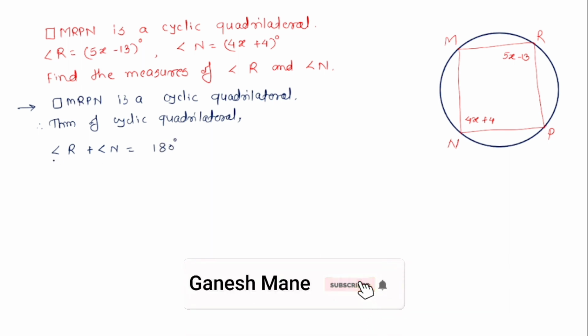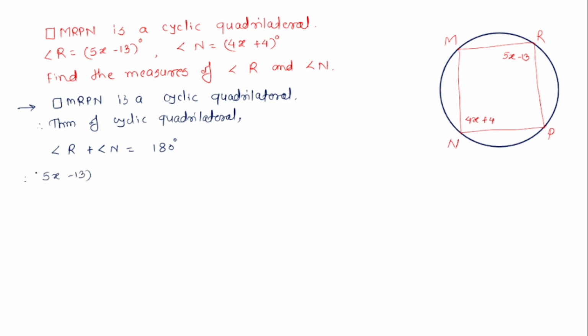180 degrees. Now we have the measure of angle R, that is 5x minus 13, plus the measure of angle N, that is 4x plus 4 degrees, and this is equal to 180 degrees on the right hand side. Now if we add 5x and 4x, it is 9x, minus 13 plus 4 is minus 9, equal to 180 on the right hand side. So 9x is equal to 180 minus 9, going to the right hand side it will become plus 9. So we get 9x is equal to 180 plus 9, that's 189.